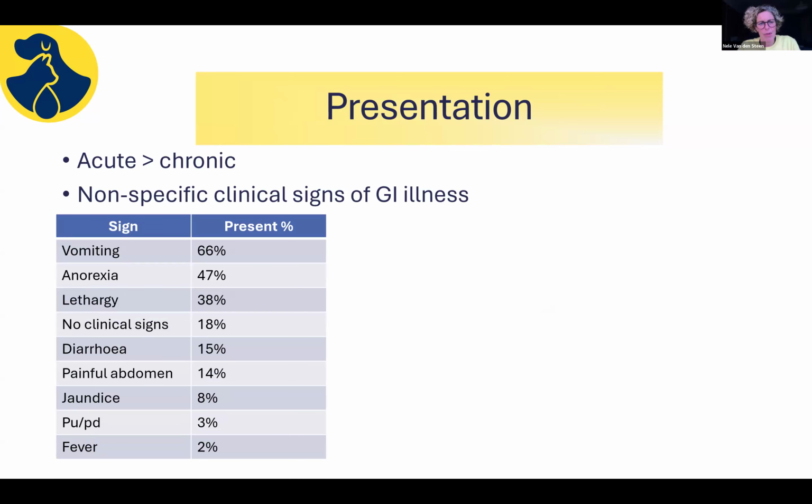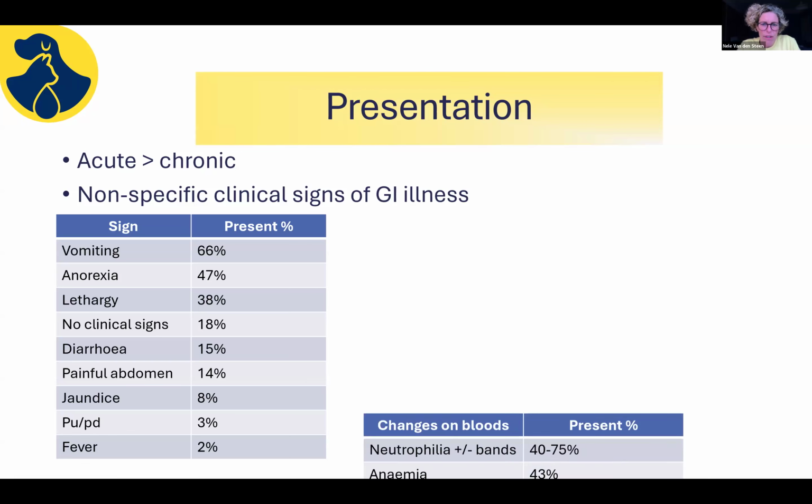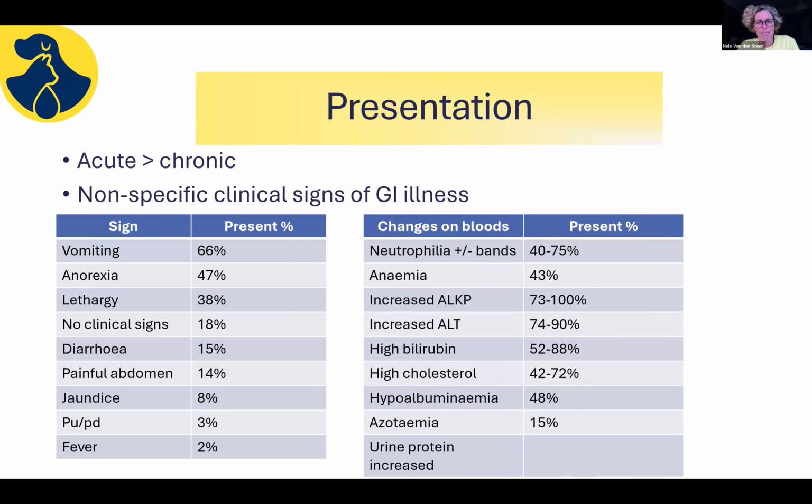Painful abdomen is seen in some of these patients as well. So these patients very much present with gastrointestinal signs, very unspecific, as a lot of our other patients will present as well. If we look at the bloods, the unwell ones will have a neutrophilia, which can be because of pain, stress, or inflammation. Some of them might have anemia, often an anemia of chronic disease. And the majority will have increased liver enzymes and high bilirubin.